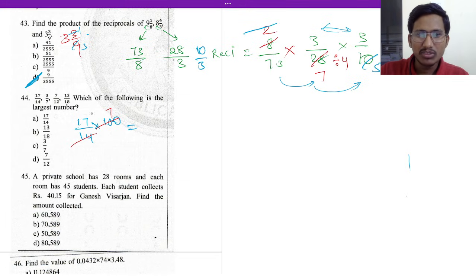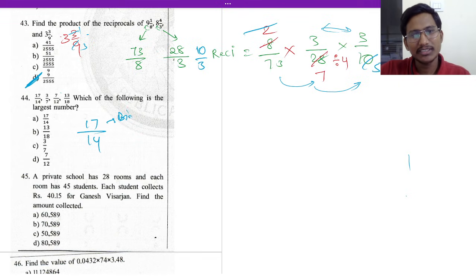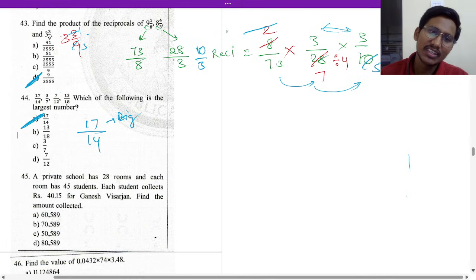So which of the following is largest? That is 17 by 14, the largest. Directly you can tell, right? No need of doing anything. This is an improper fraction with a bigger numerator, so 17 by 14 is the biggest. Directly you can tell. That is improper.